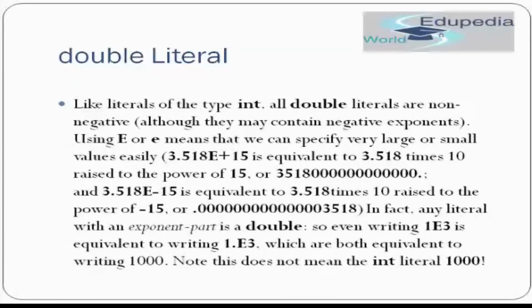In fact, any literal with an exponent part is a double, so even writing 1e3 is equivalent to writing 1.e3, which are both equivalent to writing 1000. Note, this does not mean an int literal 1000. It will still be a double literal.